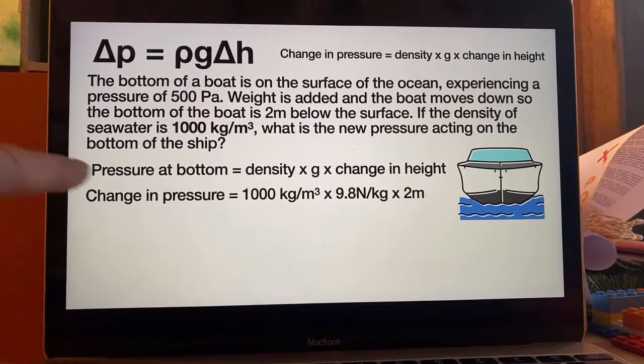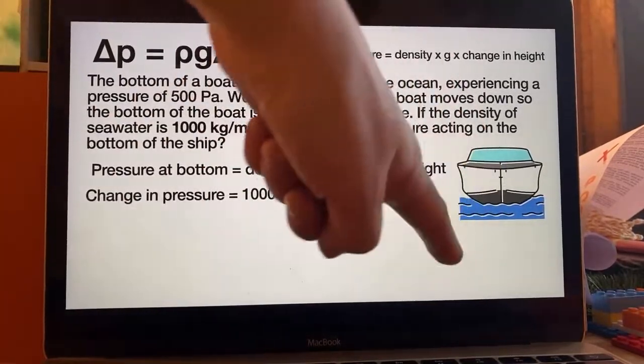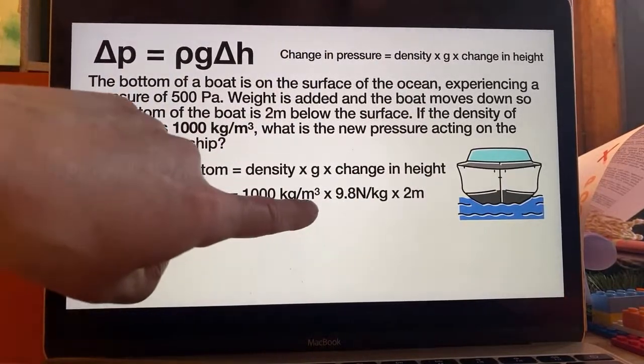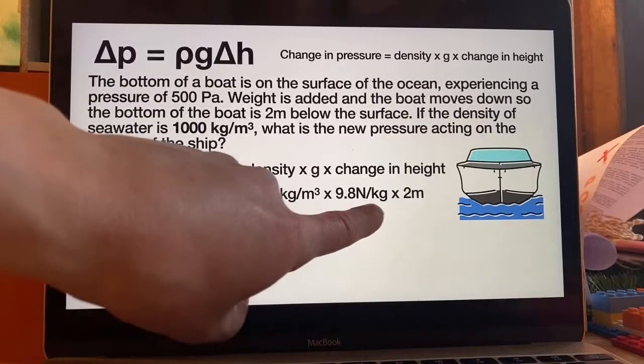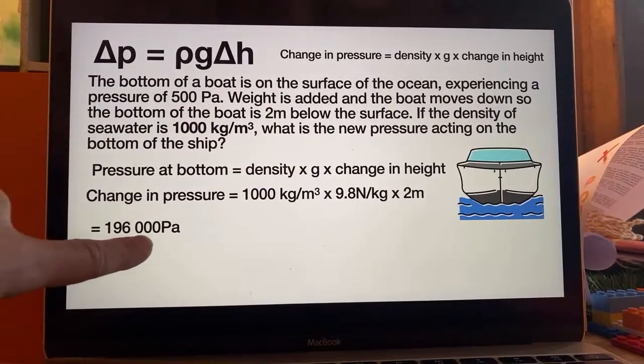Well, actually, I've corrected myself. That's the change in pressure, isn't it? The difference between the pressure at the surface and the pressure 2 metres down. So we'll just plug in the numbers. 1,000 kilograms per metre cubed times 9.8 newtons per kilogram times 2. And that gives you 196,000 pascals.